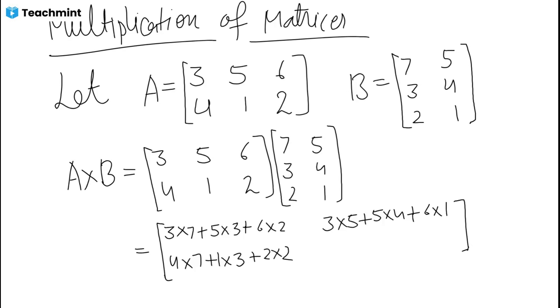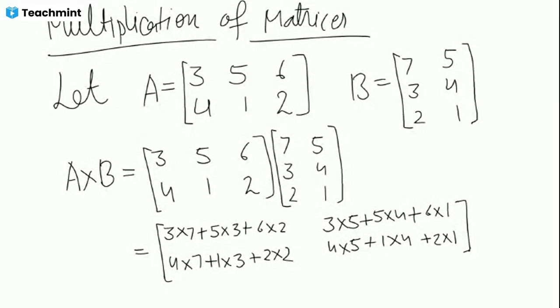Now second row with second column. 4 into 5 plus 1 into 4 and plus 2 into 1. Understand? Yeah. We have here 3 into 7 plus 5 into 3 plus 6 into 2. So we have 48. So A into B, first element is 48.